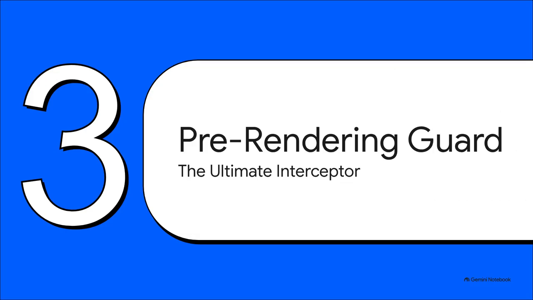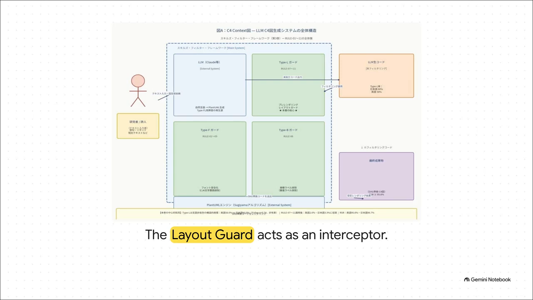All right, Section 3, Pre-Rendering Layout Guard. So how exactly did they achieve that massive jump to a 95% success rate? Well, enter the hero of our story, the pre-rendering layout guard. Think of it as an interceptor. It basically acts as a protective shield sitting right between the AI, the LLM that's generating the raw code, and the PlantUML rendering engine. The core philosophy here is super simple. Never blindly trust the AI's raw output.